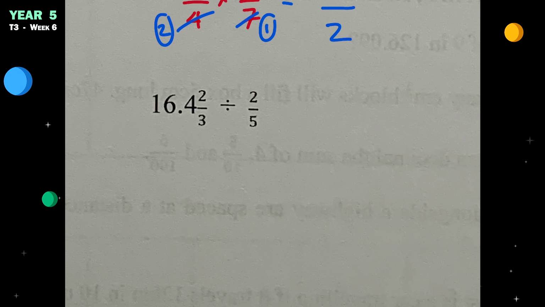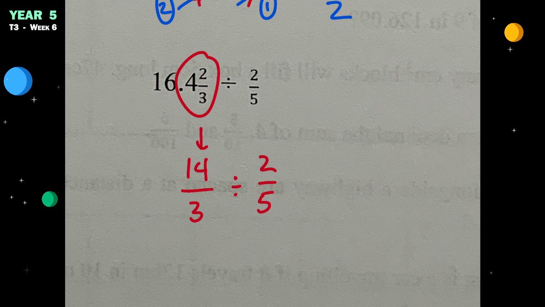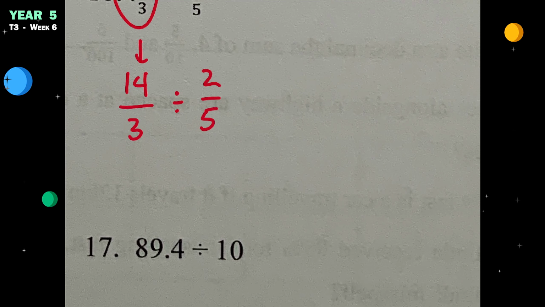Okay, next one. Alright, same thing, we're going to change the improper fraction. We get 4 times 3 is 12, 12 plus 2 is 14 over 3, and we're dividing it by 2 over 5. So when we're dividing fractions, hopefully you remember the method by now, we keep the first number the same, 14 over 3. And we change the second number upside down, so we have 5 over 2. And we change the divide into a times.